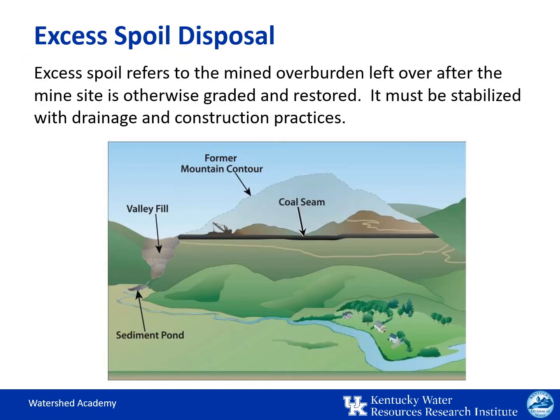Once all these measures are complete, the usual method of disposing of excess spoil remaining is to place it in engineered earthen and rock structures known as head of hollow fills, or valley fills, which are stabilized with drainage controls. A sediment pond is typically installed downslope of these valley fills to collect runoff and allow settling of particulates.